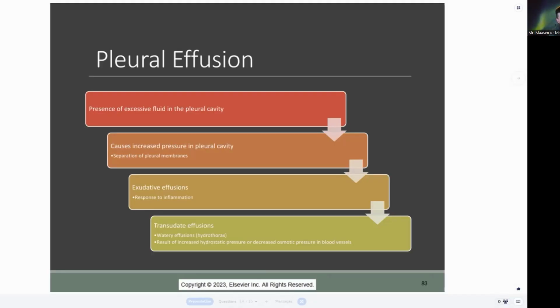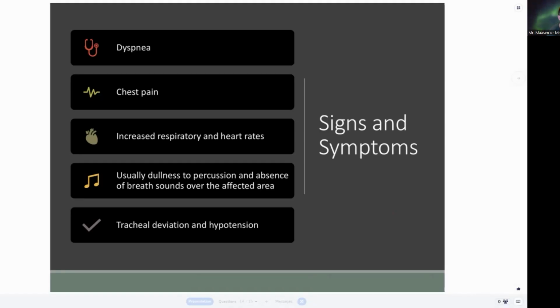Increased pressure in the pleural cavity can cause lung collapse, which we'll talk about in a second. It can be full of exudate, like from infection. That's bad news. It could be because of changes in our osmotic and hydrostatic pressure, so edema and fluid shifts. Heart failure patients, you'd see this. They're going to have chest pain and dyspnea.